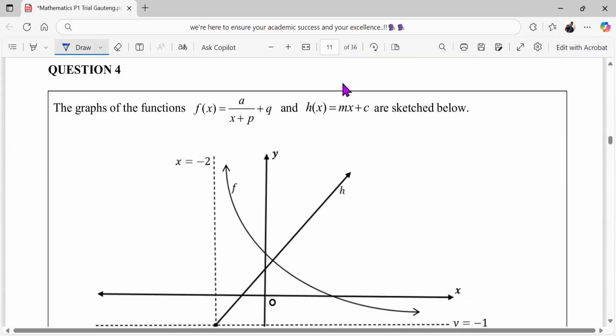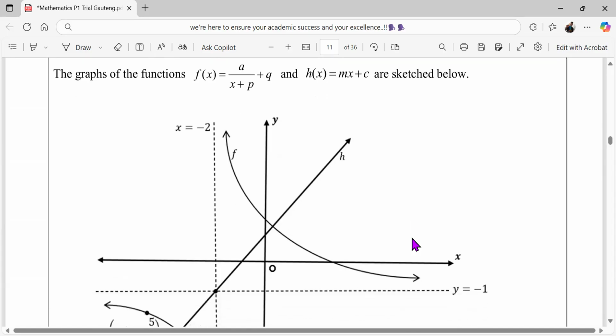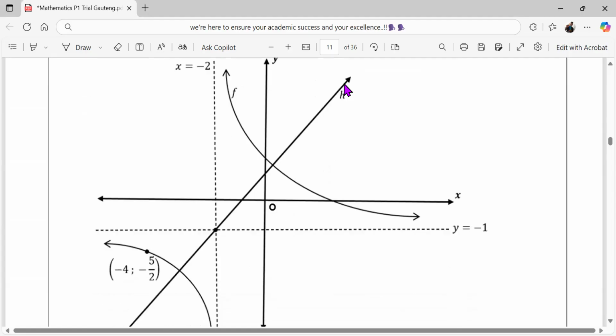All right. So what we can see is we are not given the equations of both of these two functions. We actually need to determine them. But we are given everything that we need in order to find those equations. Let's look at the two graphs and analyze these.